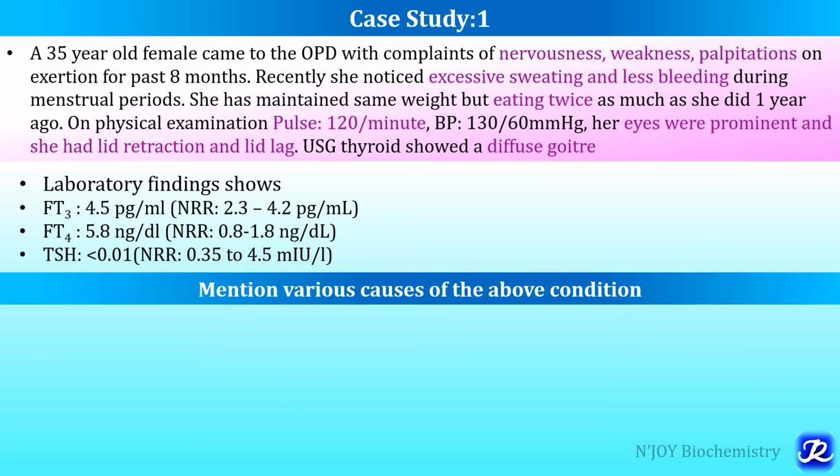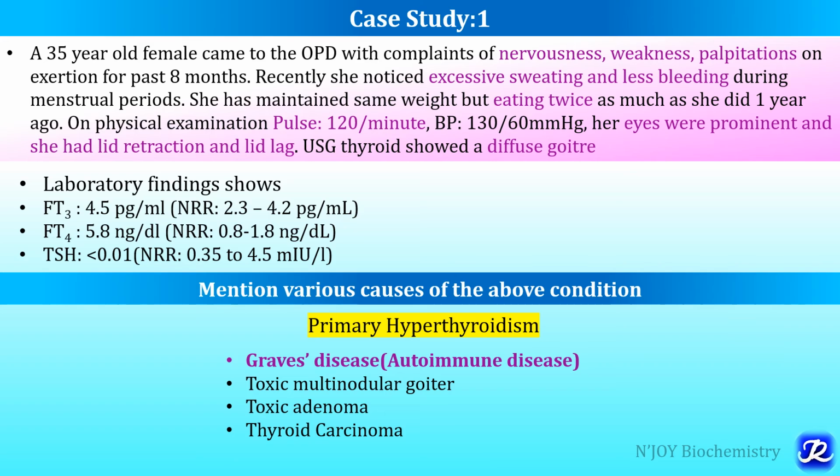The next question is, mention the various causes of above condition, and we know that the condition is primary hyperthyroidism. So what are the causes of hyperthyroidism? Graves' disease, that is the autoimmune disease, it is the most common cause. Then toxic multinodular goiter, toxic adenoma, thyroid carcinoma, these are the other causes of primary hyperthyroidism.